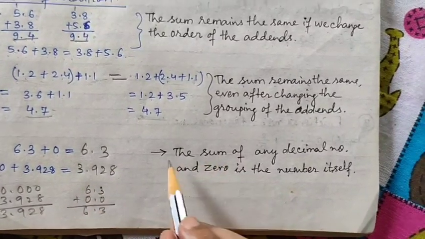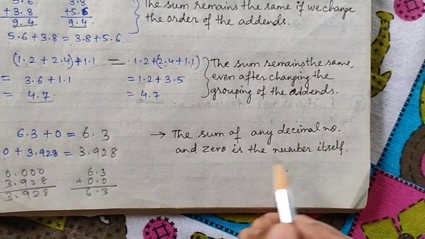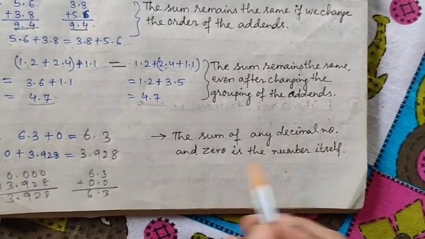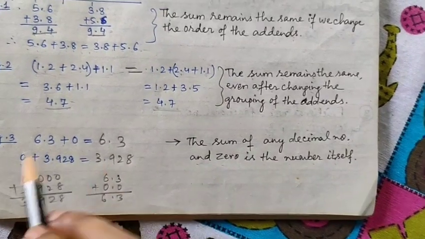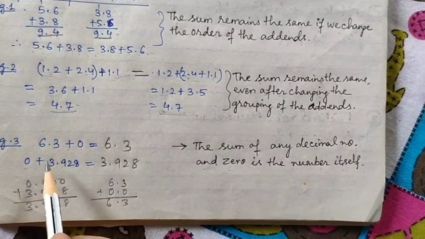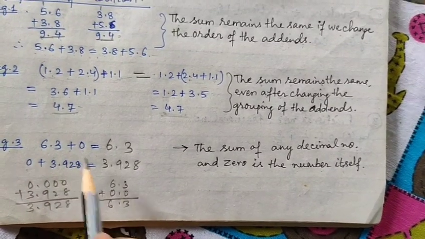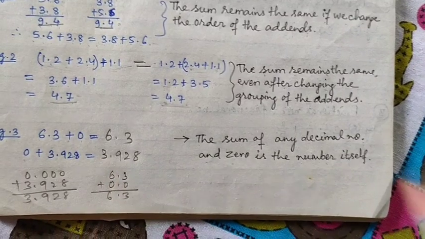So we can conclude the third property as the sum of any decimal number and 0 is the number itself. Means किसी भी डेसिमल नंबर को 0 के साथ ऐड करो या 0 को किसी डेसिमल नंबर के साथ ऐड करो, the sum will be the number itself, यानी वो नंबर खुद होगा आंसर.